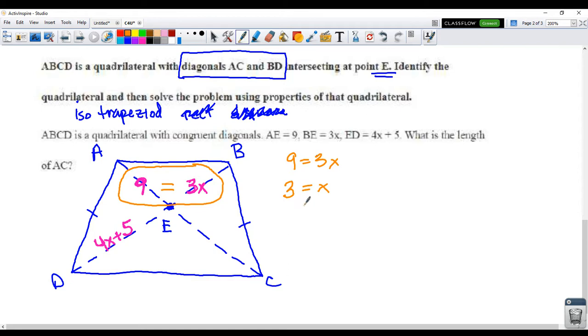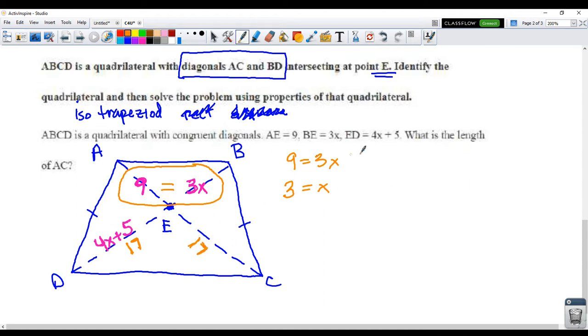So x equals 3. Okay, and that's good because then we can plug x equals 3 into this expression. 3 times 4 is 12. 12 plus 5 is 17. Okay, and because the fact that these ones are equal, this one over here is also 17.